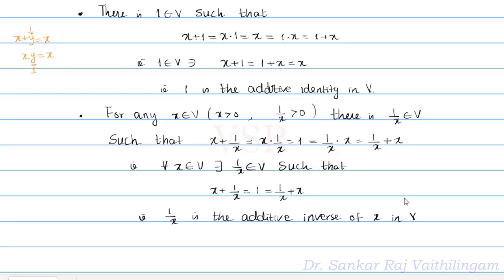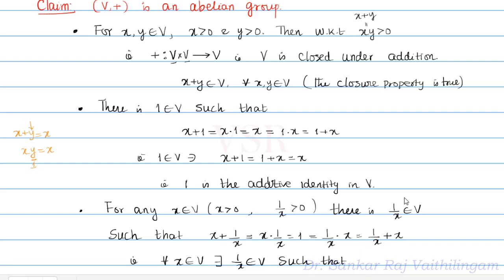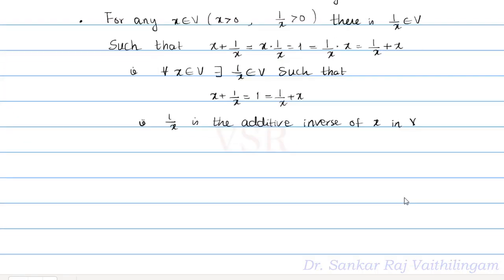So first it is closed under addition, identity is there, inverse is there, and after that we need to go for the commutative property. The commutative property is even simpler.